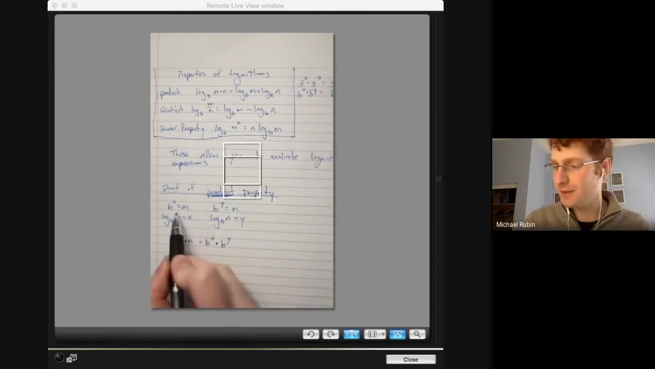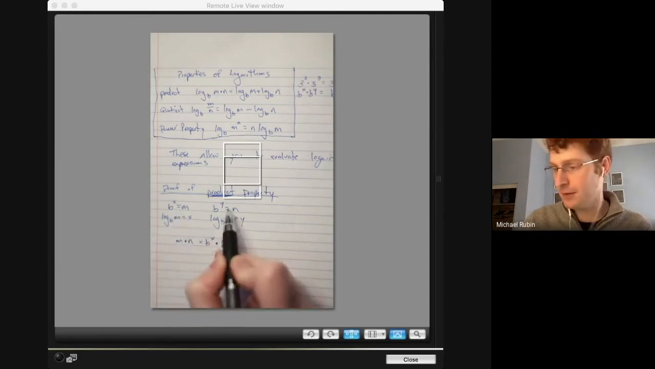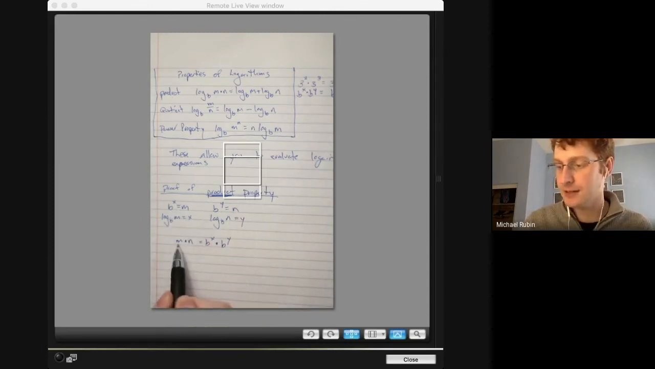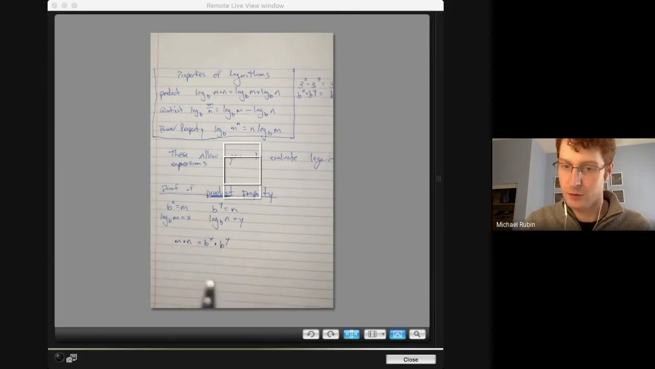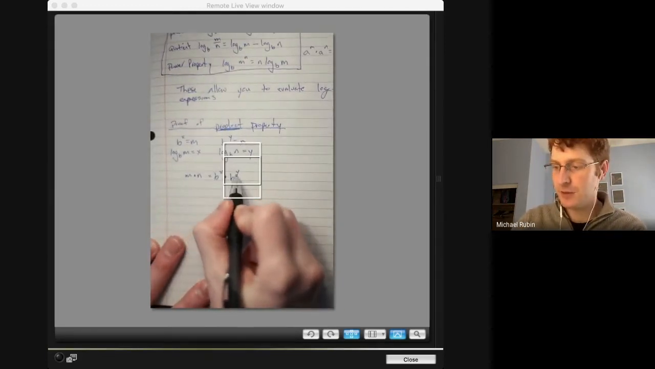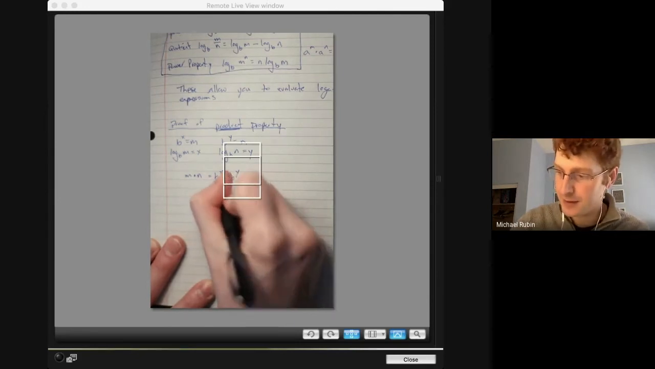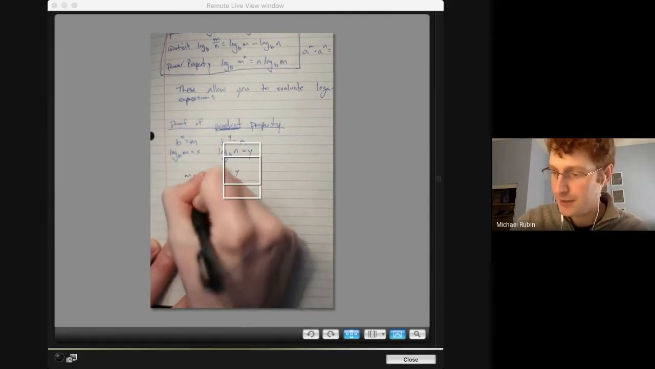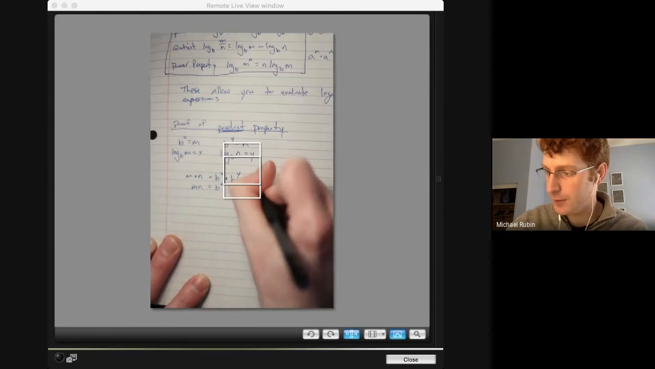So if I define b to the x as m and b to the y as n, then the product of m and n is just b to the x times b to the y. There's not much we can do here, except we see that b to the x times b to the y is the same as b to the x plus y because of the product property of exponents.